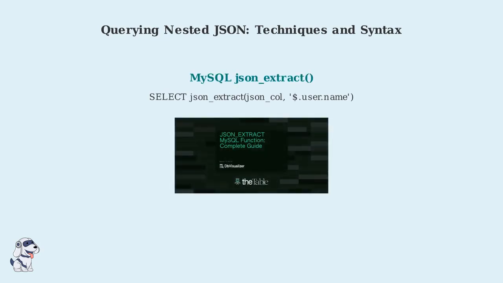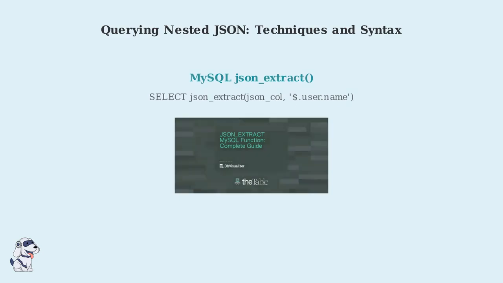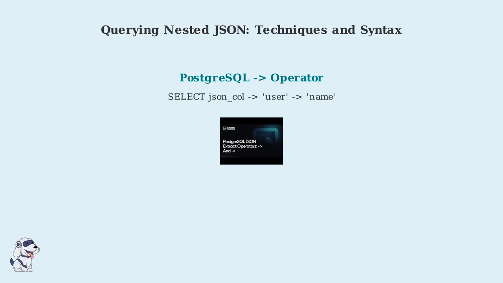MySQL uses the JSON_EXTRACT function to query nested JSON fields. For example, JSON_EXTRACT(json_col, '$.user.name') retrieves the user's name from a JSON column. PostgreSQL uses the arrow operator for JSON path access. For example, json->'user'->'name' extracts the nested name field from JSON data.